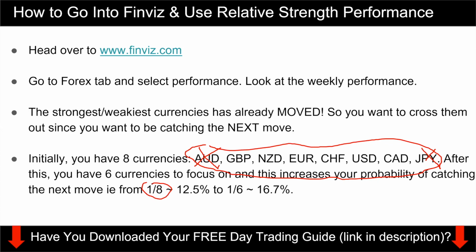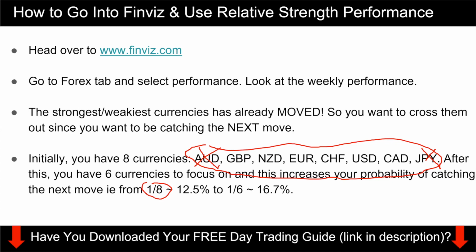I'm just saying that if you were to not even apply any form of technical analysis, you will still get about a 16.7% win rate. Meaning that even if you anyhow trade, you don't even look at the charts, you just anyhow guess, there is still a much higher probability of getting it right if you were to do this step alone, which is basically eliminating 8 currencies to 6 currency pairs.